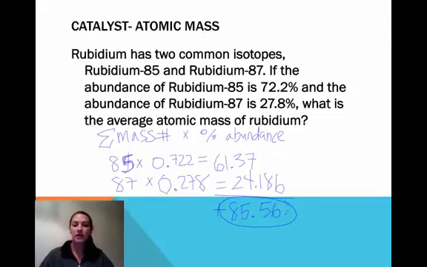And we're going to use a unit of AMU. That stands for atomic mass unit. So make sure you write that down. AMU means atomic mass unit.